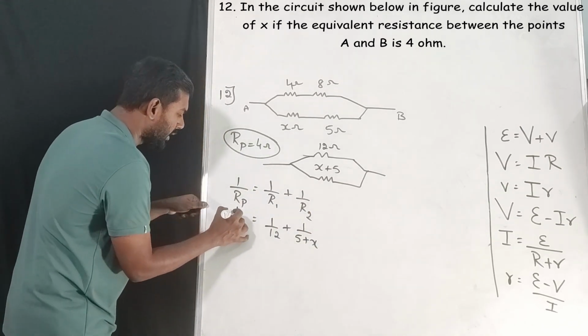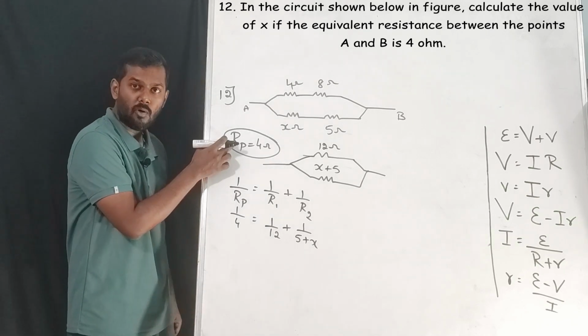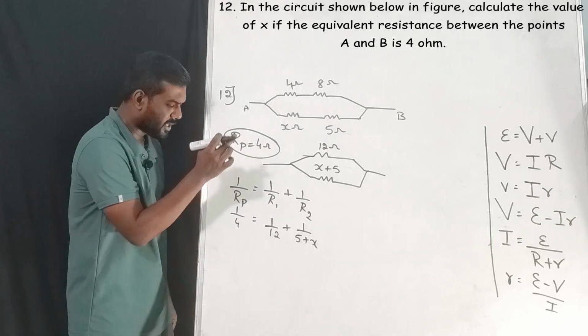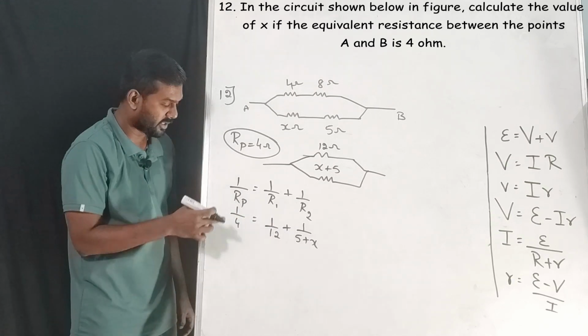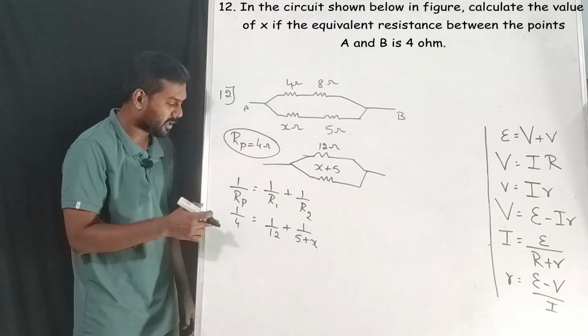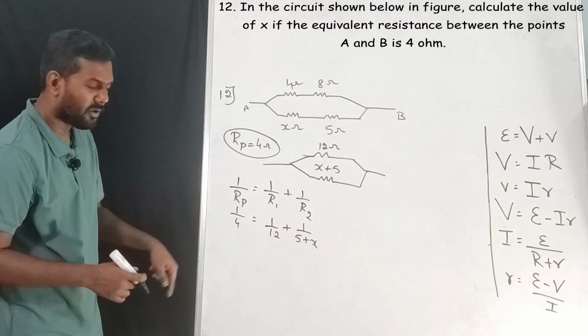And what is 1 by Rp? It is 1 by 4. So few students will take anyhow Rp is given as 4 ohms, then they'll take 4 ohms is equal to this combination. That will be completely wrong. It is not 4, it is 1 by 4, because it is not Rp, it is 1 by Rp. So answer should be 1 by 4.